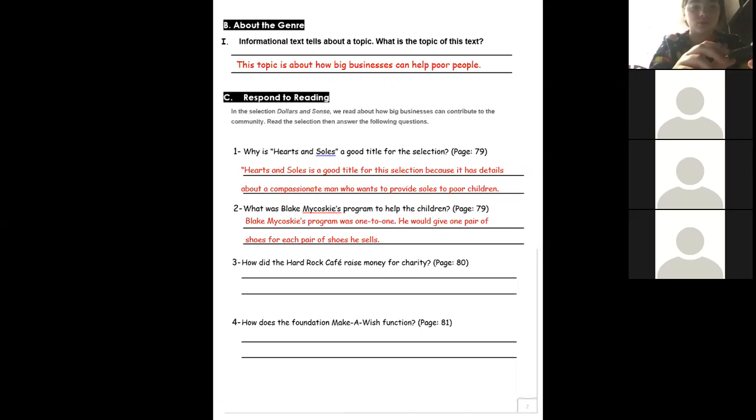So Blake Mycoskie's program was one to one. We call it one to one. He would give one pair of shoes for each pair of shoes he sells. For example, if he sells now a pair of shoes, he would give one for free to a poor child. Thank you, ya Karim. Thank you.